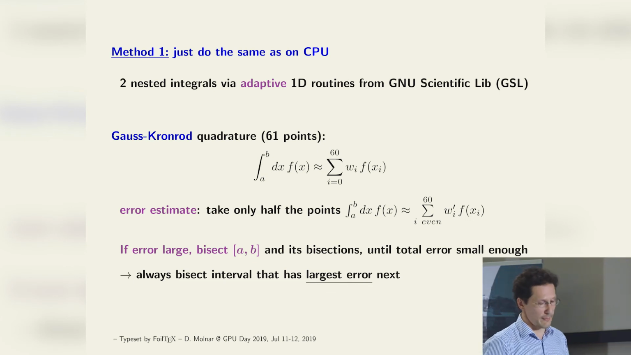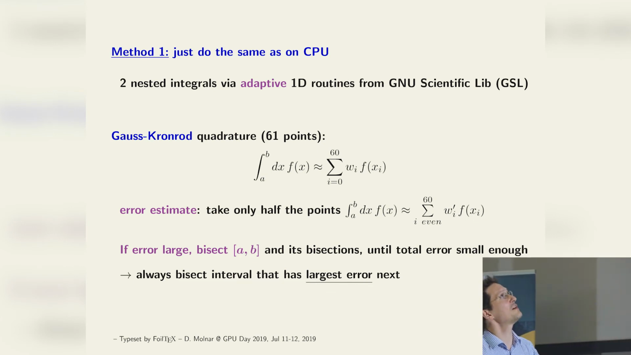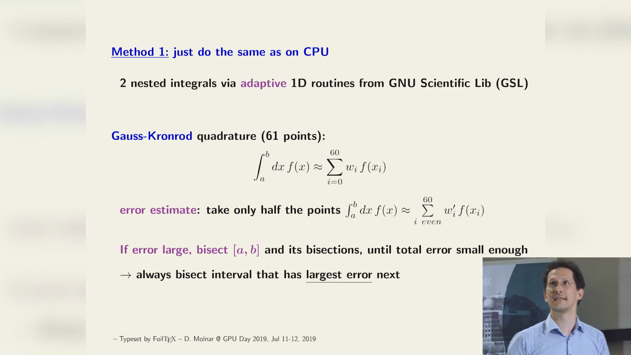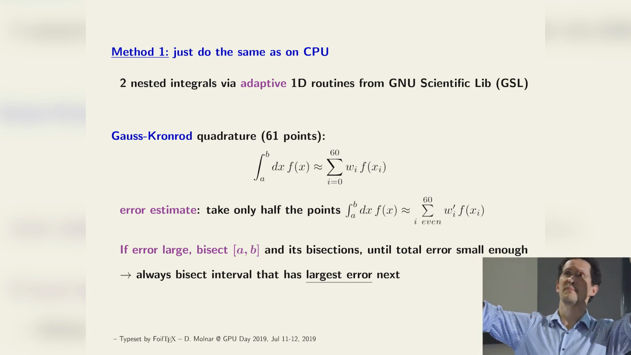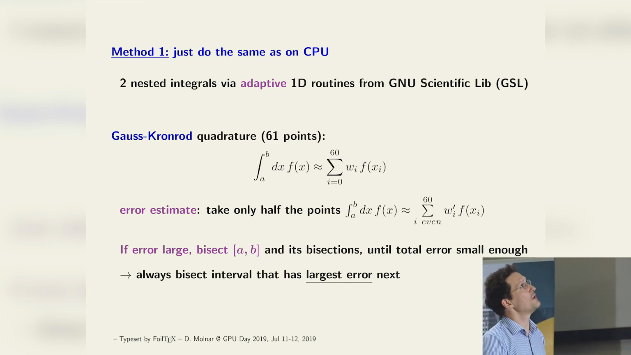So, first method. I tried 3 different ways to do this. They're progressively better. One is just simply put those loops, what I showed you, onto the GPU as is. So every thread on the GPU computes one integral for me. So this is one nested loop. And we use Gauss-Kronrod quadrature, which is nice, with 61 points.